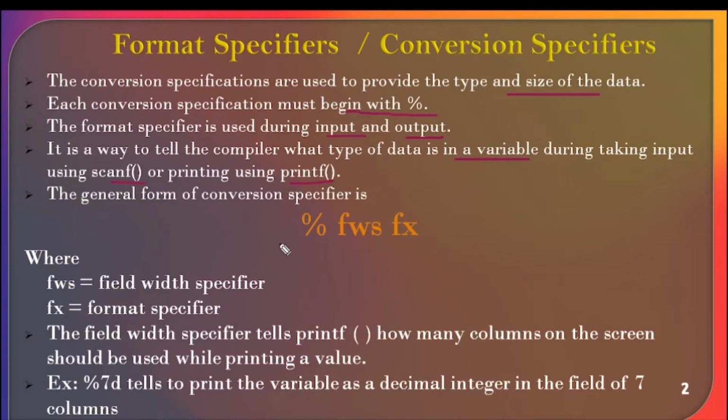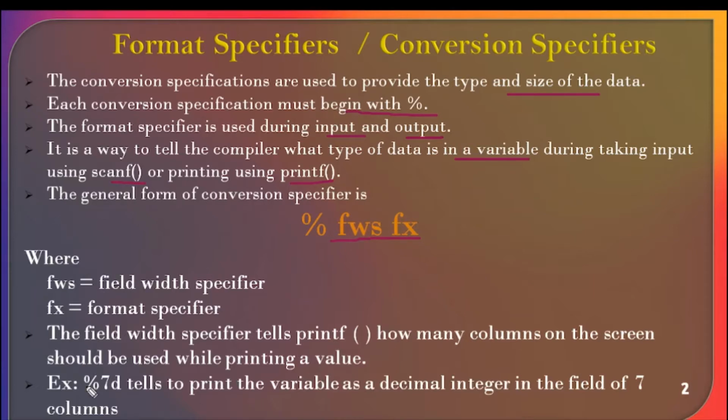The general form of this conversion specifier, or format specifier, is %fws_fx. Here fws specifies the field width specifier, and fx is the format specifier. This fws tells the printf function how many columns on the screen should be used while printing a value. When we are using this fws, it specifies how many columns should be used when we are printing the value by using the printf function.